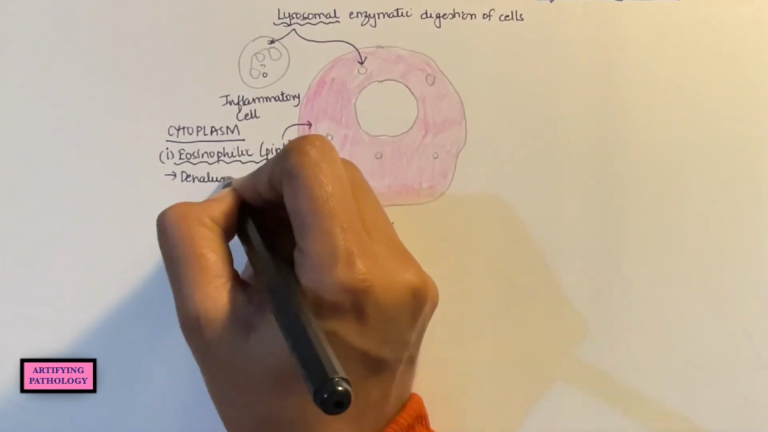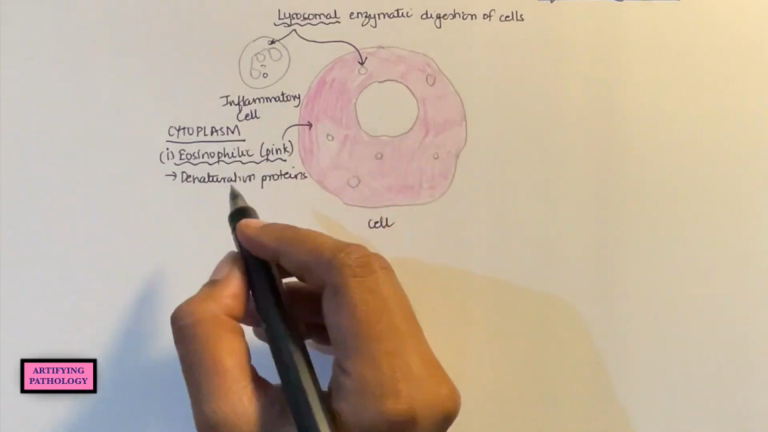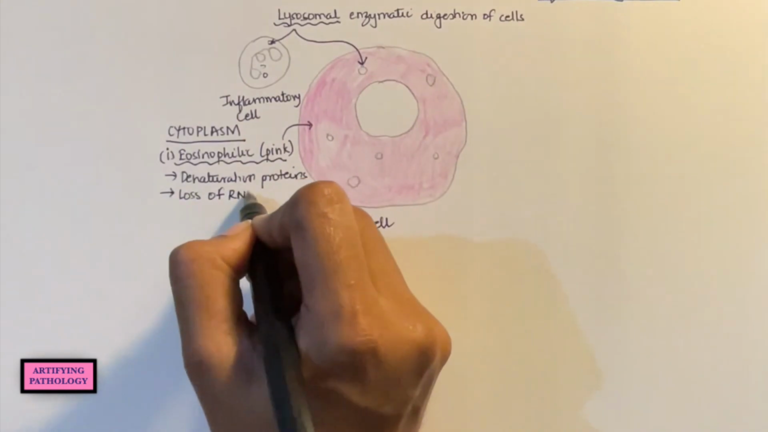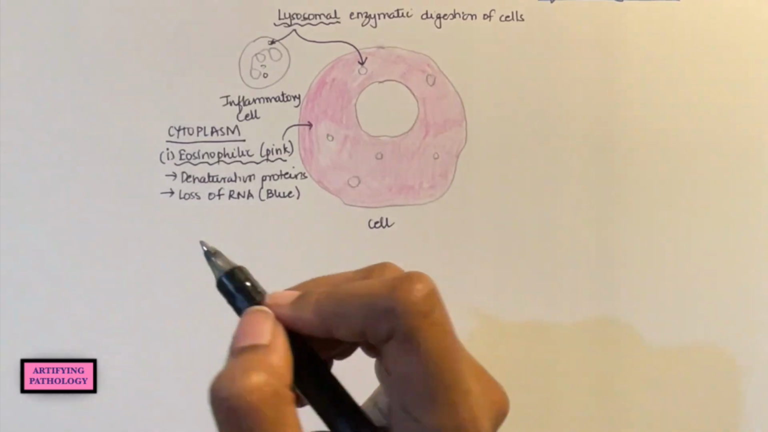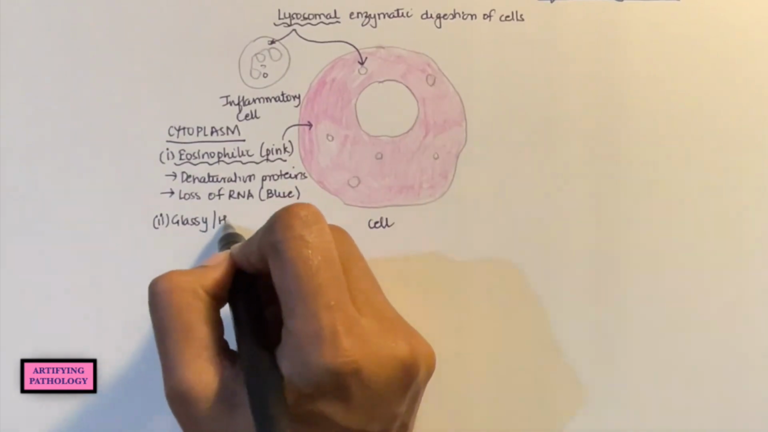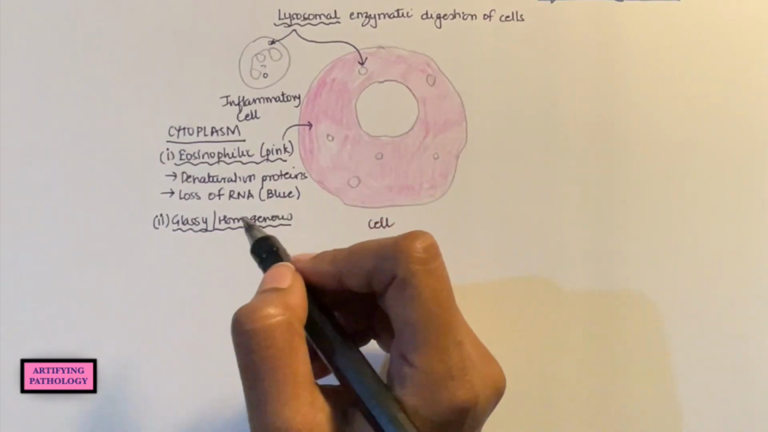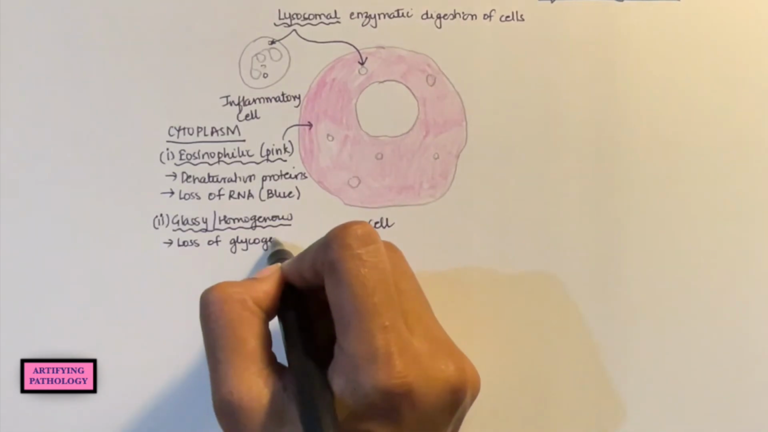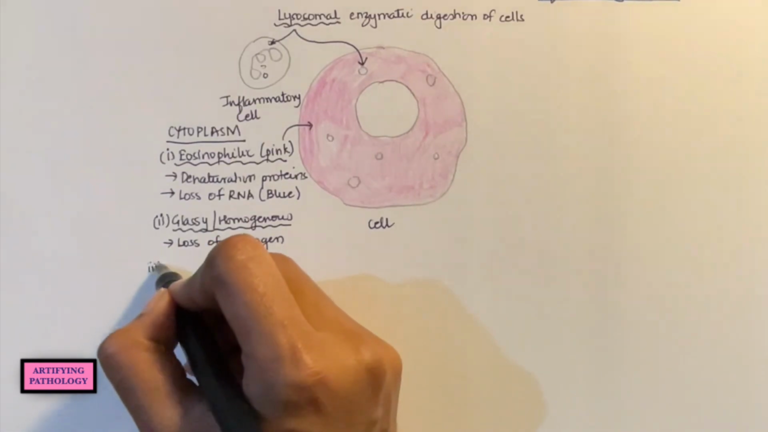Now, why does this happen? It is because of denaturation of proteins. And it is also because of the loss of the RNA content. The RNA imparts a slightly bluish color to the cytoplasm. So loss of RNA will make it look more pink. The second is the glassy appearance of the cytoplasm, or more homogeneous. Now this is because of the loss of glycogen, because glycogen makes the cytoplasm a little opaque. So when there is loss of glycogen, it looks a bit transparent.